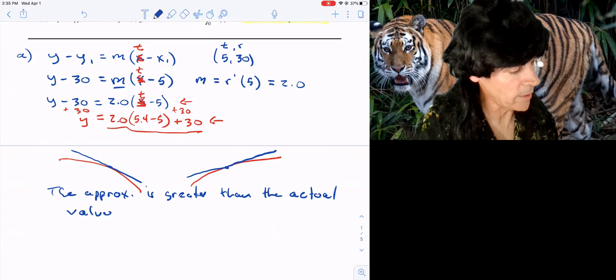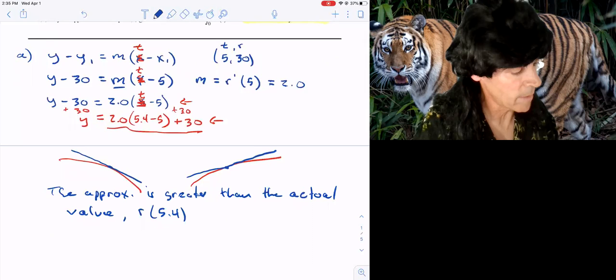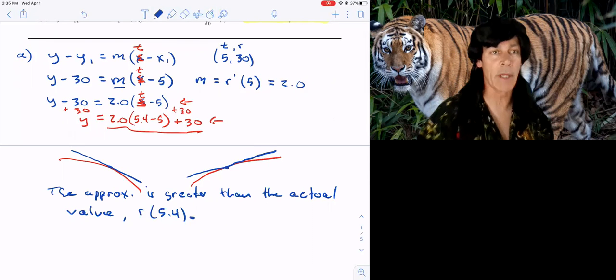Well, and that actual value, I guess, would be R at 5.4, whatever that actually is. All right? All right. Now we're moving on to part B. Picking up some steam.